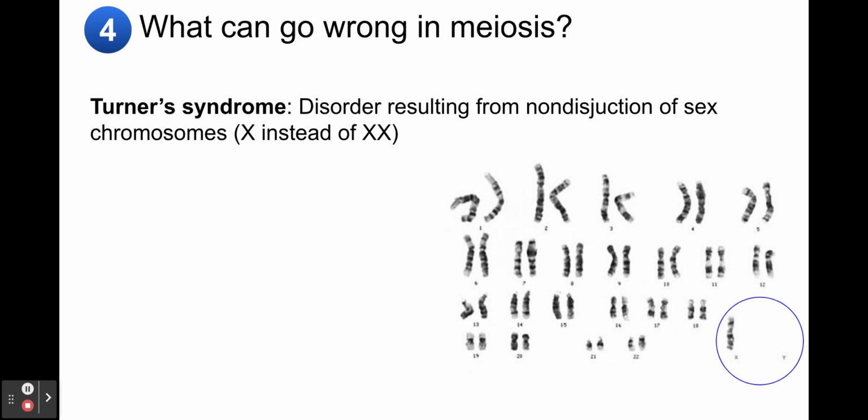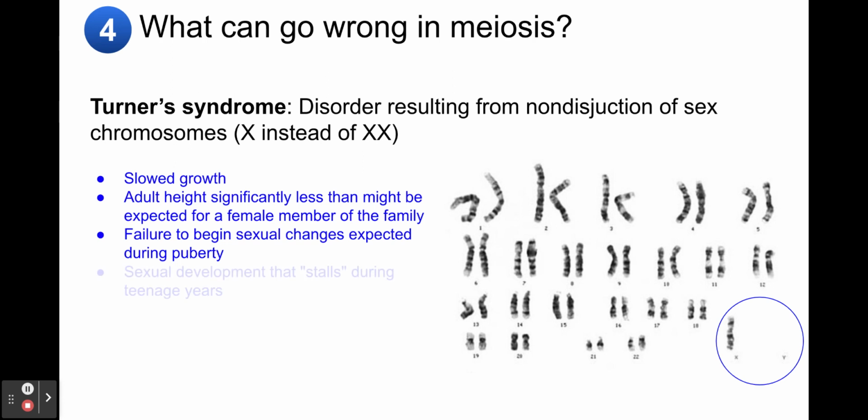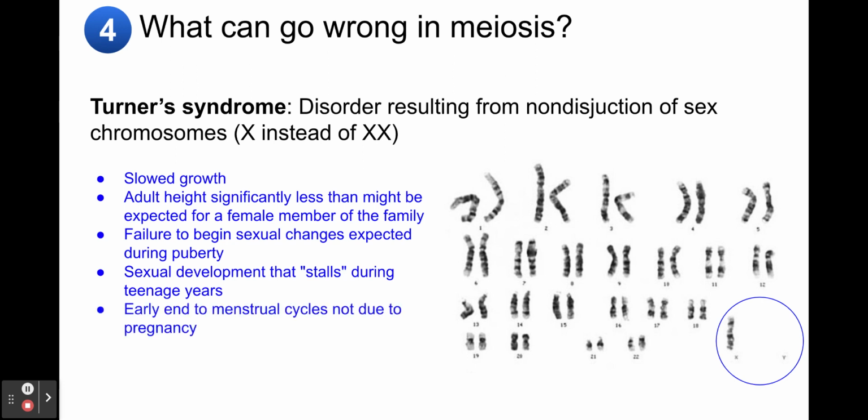This is a survivable disorder, and individuals with Turner syndrome typically survive to adulthood and have normal lifespans. They are phenotypically, so by appearance, female, and they have slowed growth. Their adult height is significantly less than might be expected for a female member of the family. Failure to begin sexual changes expected during puberty. So you would not see an individual with Turner syndrome go through the normal changes that happen during puberty. Sexual development that stalls during teenage years, and an early end to menstrual cycles, not due to pregnancy.